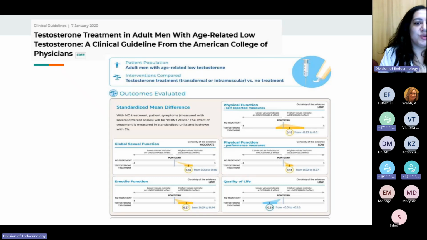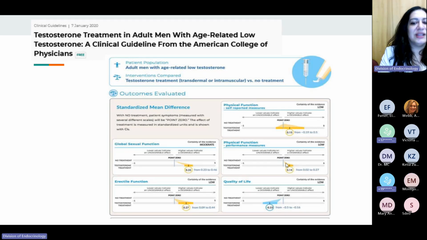Starting with global sexual function, they had moderate certainty of evidence. They said that global sexual function may increase with testosterone treatment, whether IM or transdermal, compared to placebo, from 0.23 to 0.46. Erectile function did also improve with testosterone treatment. Physical function and quality of life were not so clear. Self-reported physical function across the 0.0 showed no clear benefit either way. Performance measures, objective measures, were a little bit better, but not significantly, with testosterone. And quality of life actually got worse on testosterone in this study, which was a little bit interesting. But these are all low quality evidence, meaning there's no evidence that these things improved.